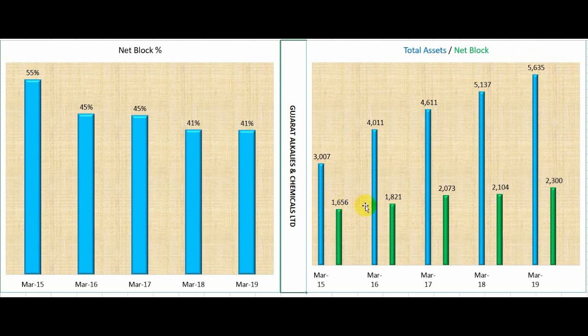And value wise, if you see, the assets have been increasing steadily but in a consistent manner. This is how we want the assets to increase. If there is growth in the company, it's okay, but then the growth has to be in a systematic manner.